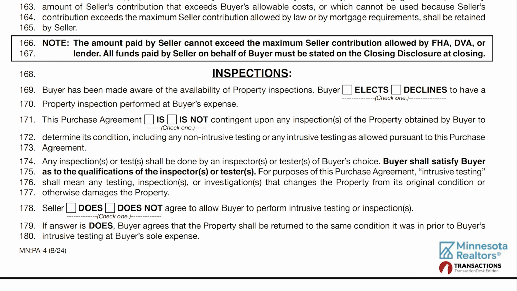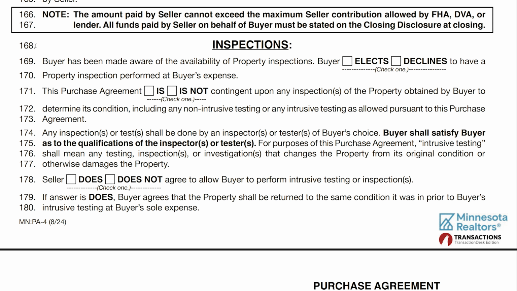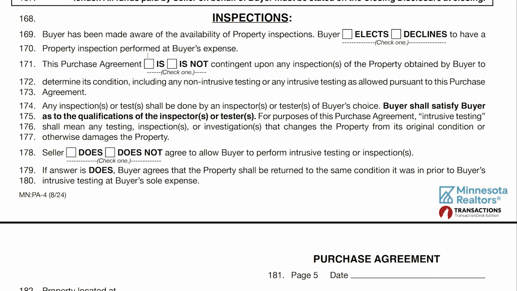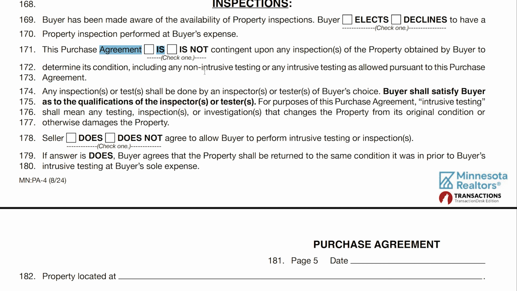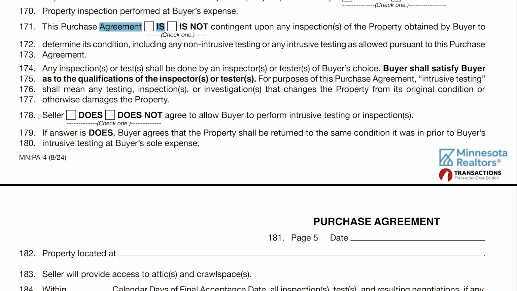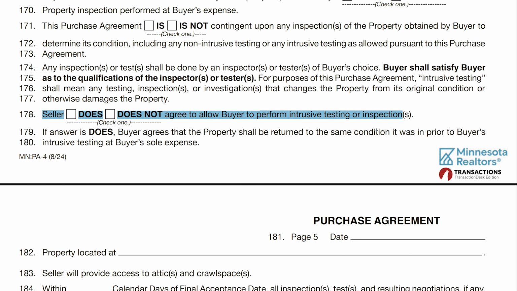Moving down to line 168, we're looking at inspections here. Buyer has been made aware of the availability of property inspections. Buyer elects or declines to do an inspection. You can elect to do it and have it not be contingent. Typically, you would say that this is going to be contingent. Seller does not agree to allow intrusive testing or inspection, so you can't just rip the walls off to try to figure out what's going on.